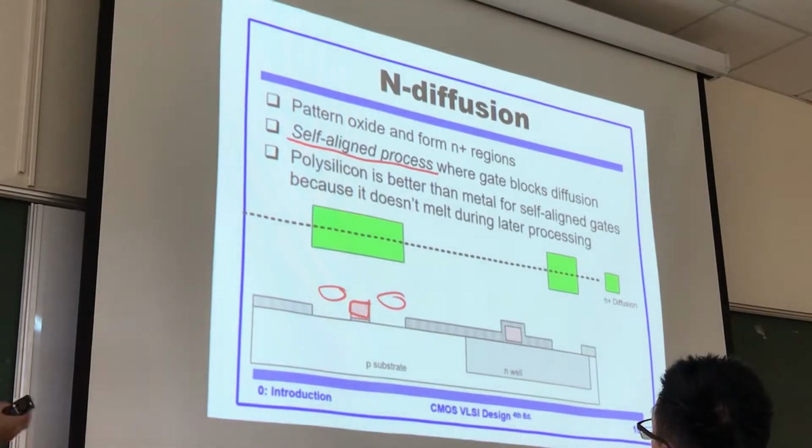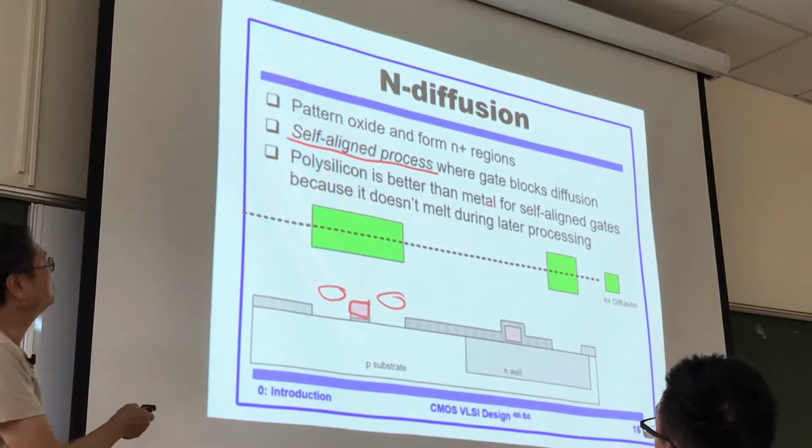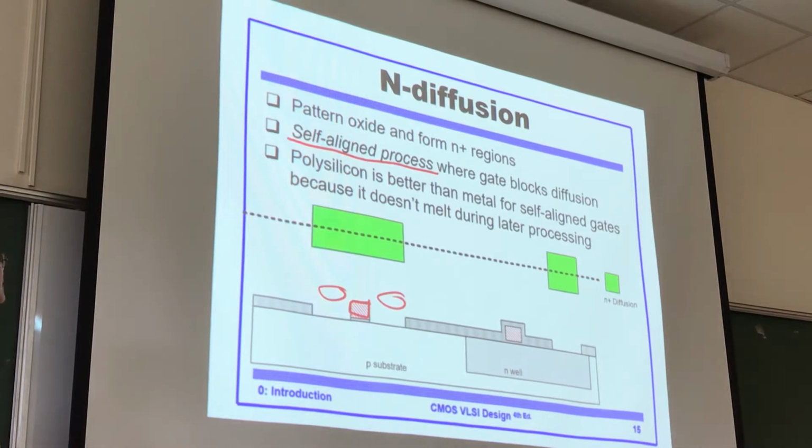And why do we use the polysilicon instead of metal? Because polysilicon is better than metal for self-aligned gate. It doesn't melt during later processing. It also indicates that if metal is used, it is going to be melted during the later processing. So polysilicon is good for self-alignment. Although it's not as good in conductivity as the metal, it should be enough. The distance is short, not long.